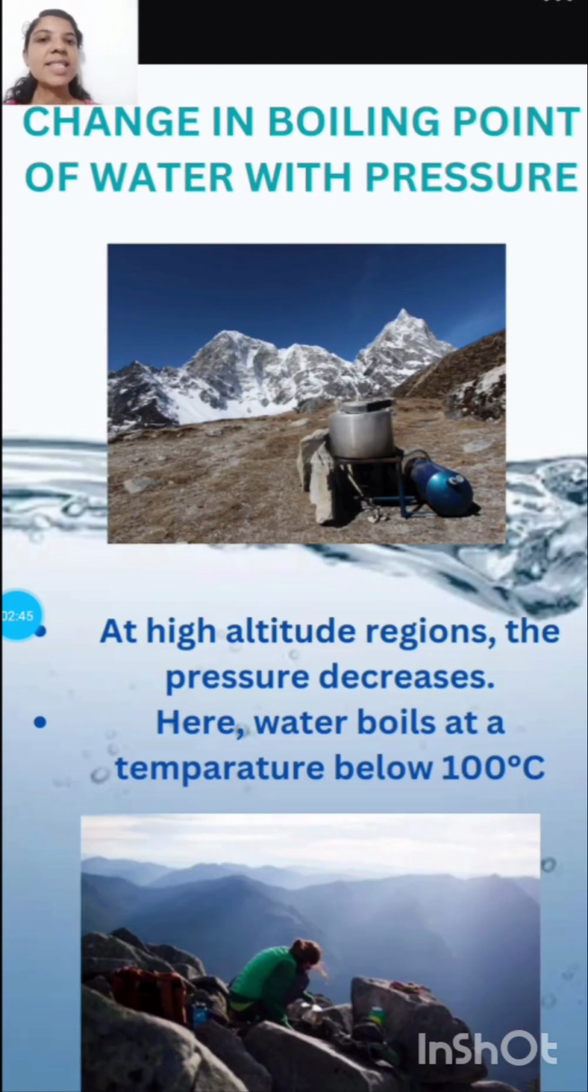Is there any change in the boiling point of water with pressure? The answer is yes. First, let us consider low pressure regions. That is, at high altitudes, the pressure will be less. So when pressure decreases, the water boils at a temperature below 100 degrees Celsius.